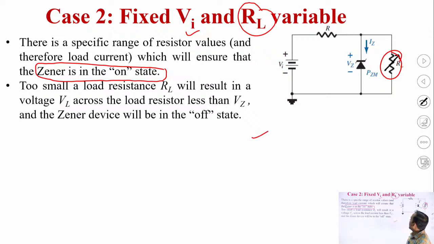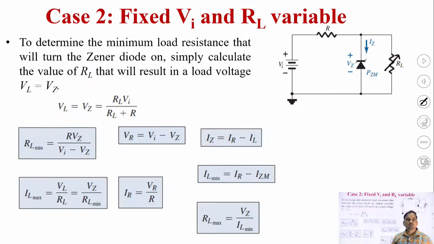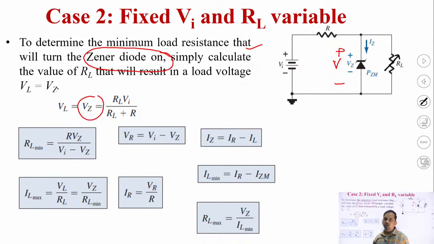So how can we perform the analysis for this? The analysis is quite easy. To determine the minimum load resistance that will turn on the Zener diode, this is the important condition: what is the minimum value of load resistance to turn on the Zener diode? Simply, we will calculate the voltage across the Zener diode and put this value equal to Vz, because we are saying that the Zener diode is in the on state, and when the Zener diode is in the on state, the open circuit voltage will be equal to Vz.